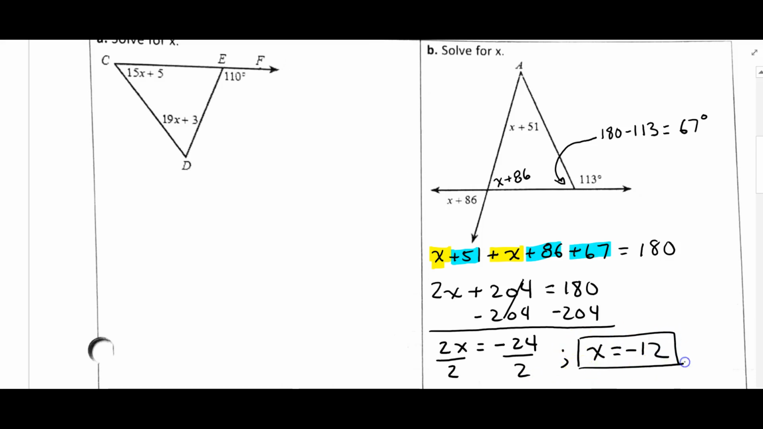So if I'm not sure that this is the correct answer, what I could do is plug it back in for these x values here, and then add up these three angles, these two and the 67, and make sure it equals 180. So if you want to double check my work, go ahead and do that, that would be great. And on a quiz or a test, if you have time, I definitely would recommend going back and doing that.